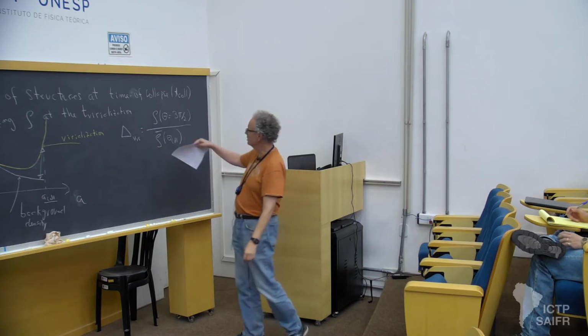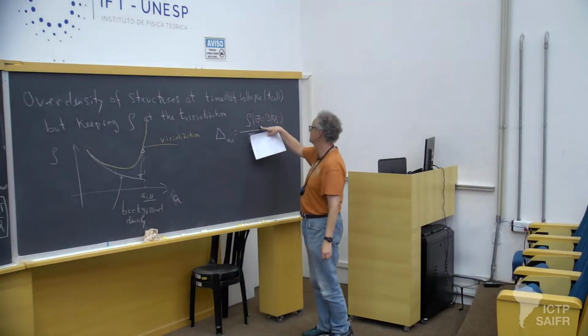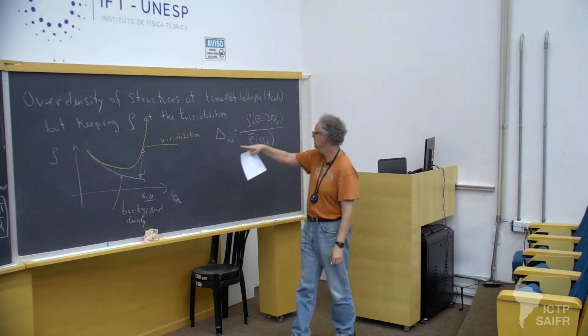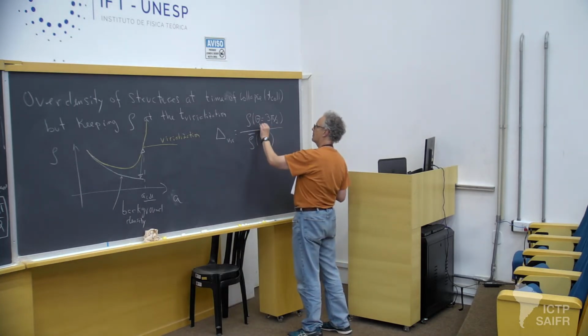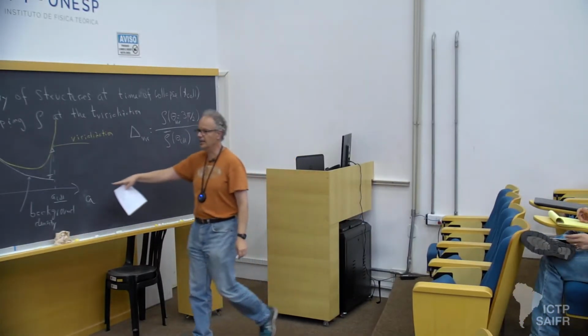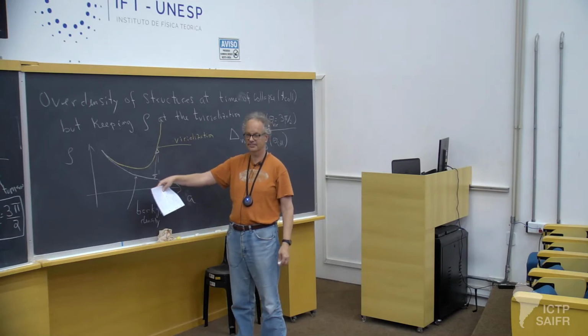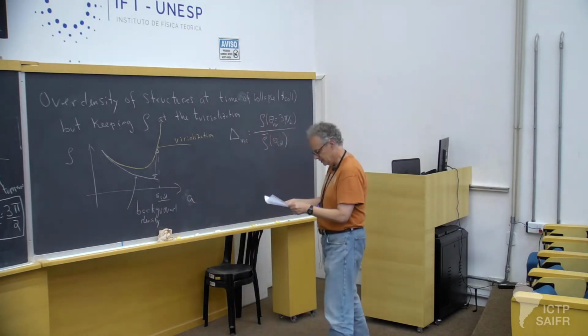So this is going to give me this ratio here between the density at virialization, because virialization happens at 3 pi over 2, with respect to the background density at collapse. Is that clear now? Okay.